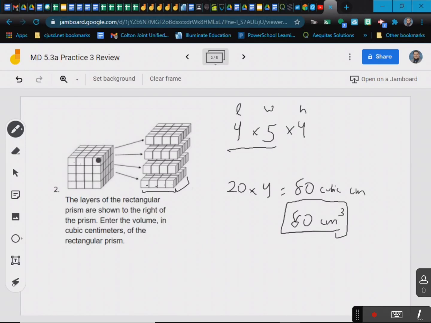Actually, this is 5 layers front to back, so you'd have to count this top one. But I could say, oh, there's 16 layers here, and I see it goes 5 deep. 16 times 5 is still 80. See, I still get the same answer.